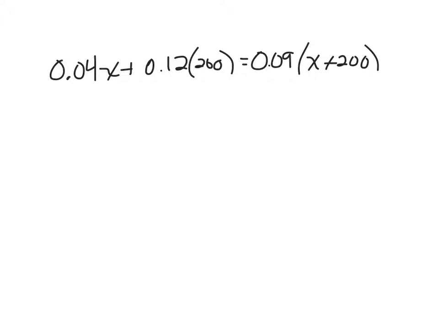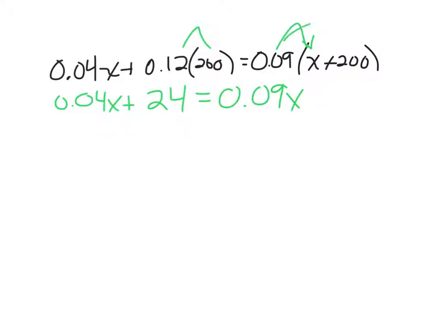I can start over here on the left. I can multiply those two numbers together to leave me on the left with 0.04x plus 0.12 times 200, which is 24, is equal to, and then on the right side of the equation we do need to use that distributive property. 0.09 times x is going to be 0.09x, and then 0.09 times 200 is 18. So both sides of our equal sign are completely simplified. I have a variable and a number on the left, and a variable and a number on the right.